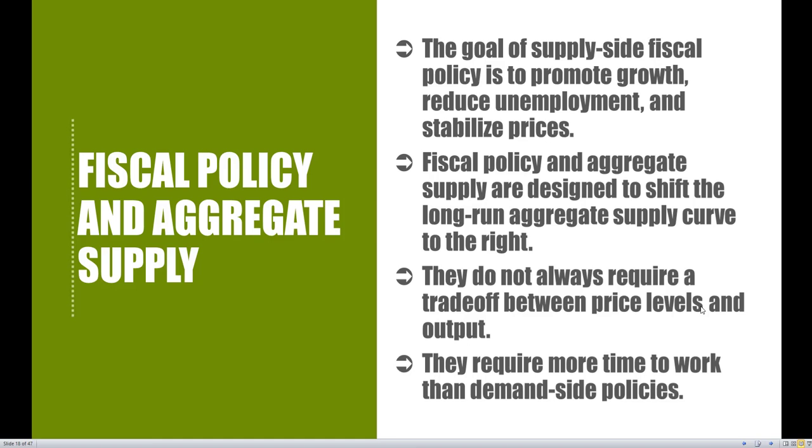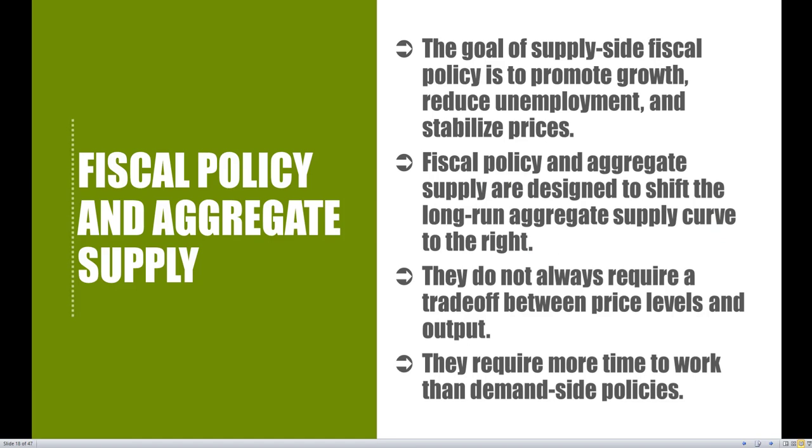So when fiscal policies are targeting our long-run aggregate supply curve, we consider this to be supply-side fiscal policies, also known as Reaganomics, because the idea of supply-side fiscal policies was first administered by his administration. And the goal of supply-side fiscal policies is to promote growth, reduce unemployment, and stabilize prices. And they're all designed to shift our long-run aggregate supply curve over to the right.